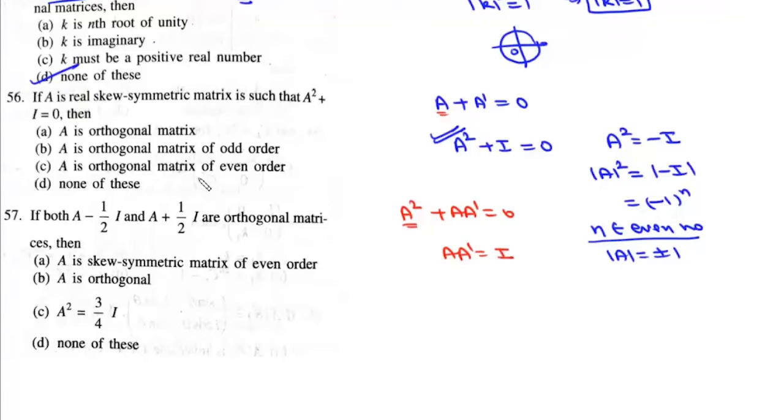So this A will be an orthogonal matrix of even order, and that's your option C. Now the next one is: if both A minus 1/2 I and A plus 1/2 I are orthogonal matrices, then which of the following is correct?